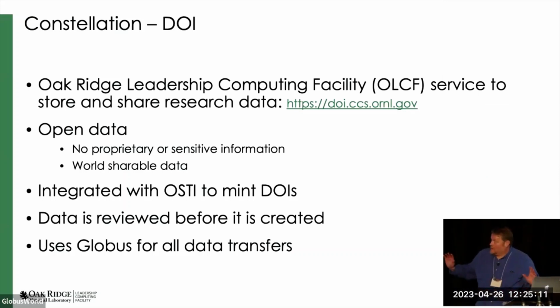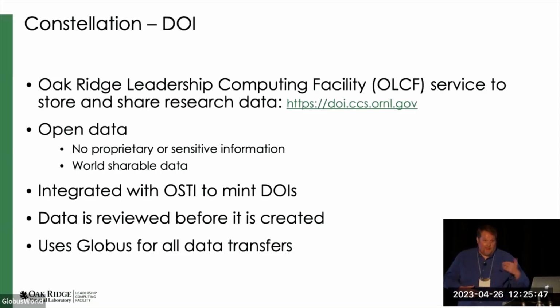So the main point behind this is it's a way to get data and create DOIs. We are integrated with OSTI to mint these DOIs. The important thing to realize is this is all open data. We don't have any proprietary or sensitive information on here at all. We're allowed to share that data with the entire world once it's actually approved. There is an actual human in the process whenever we go to approve these DOIs before they are created.